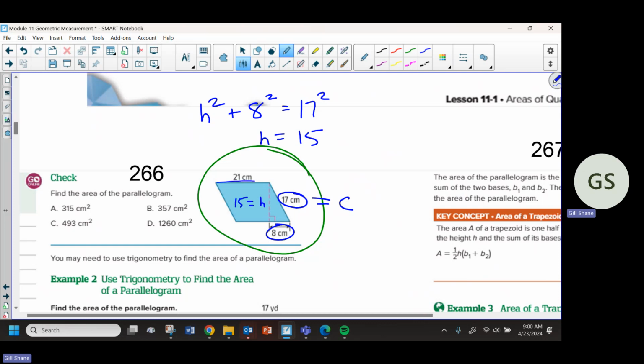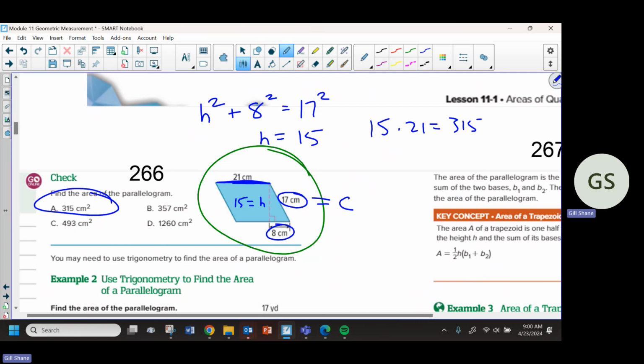Now I just take the height times the base. I don't know what this section down here is, so I have to go up there for the base. So if you do 15 times 21, get that. So you should have gotten that.